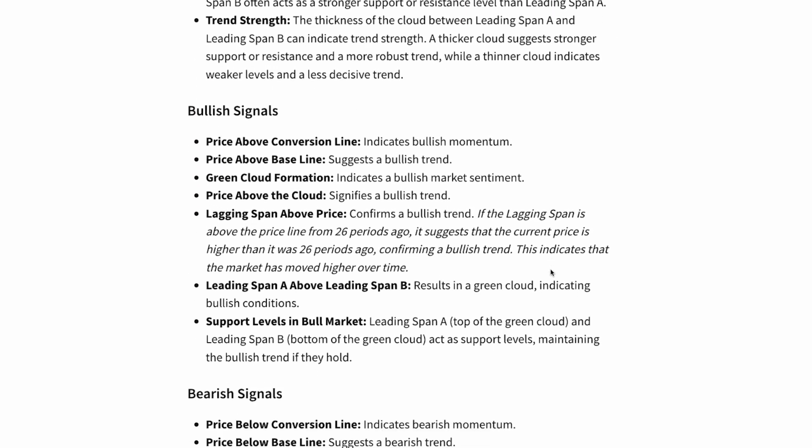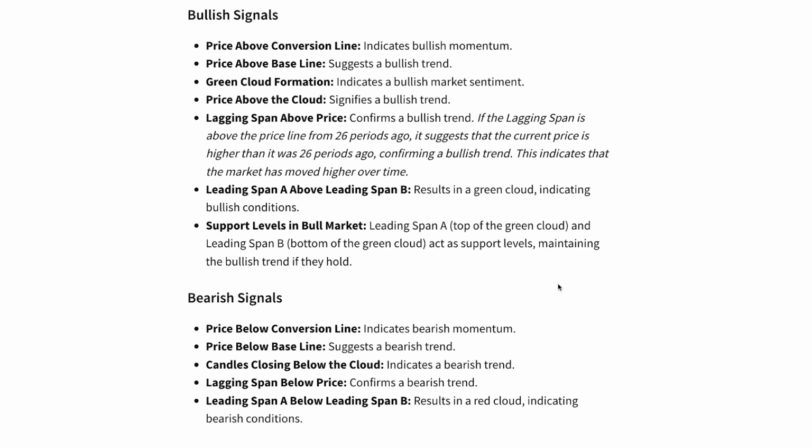So I thought we would just quickly go over these bullish signals and bearish signals again, and then we'll jump over to the charts and actually see some of this technical indicator in action. So again, if price is above the conversion line, that indicates bullish momentum. Price is above the baseline, again, that indicates a bullish trend. Green cloud formation, that's a bullish market sentiment. If price is above the cloud, that's bullish as well.